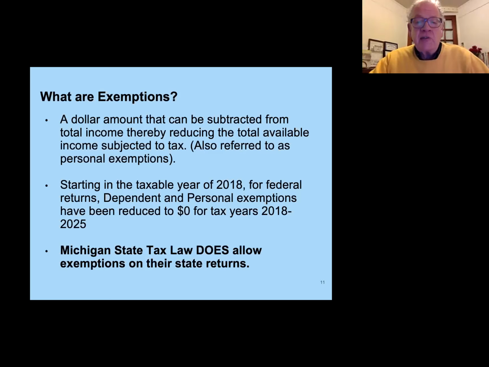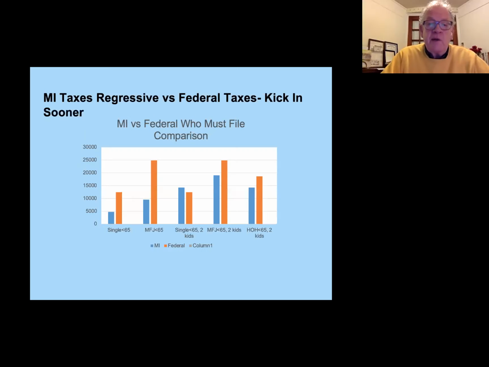So starting in tax year 2018, the feds did drop their dependent and personal exemption to 0, but Michigan kept it, and they keep inflation adjusting it, as we pointed out. This is a slide that I added this year to point out that for a lot of our clients, single ones and married filing jointly with no kids, this is how much taxable income you have to have before you start paying taxes. You can see on the federal side, you can have a lot more income before you start paying income taxes. But in Michigan, it kicks in much lower.